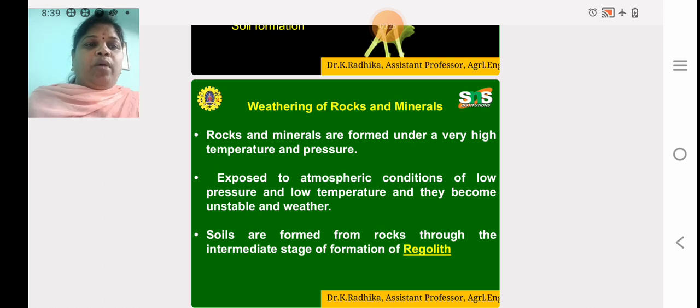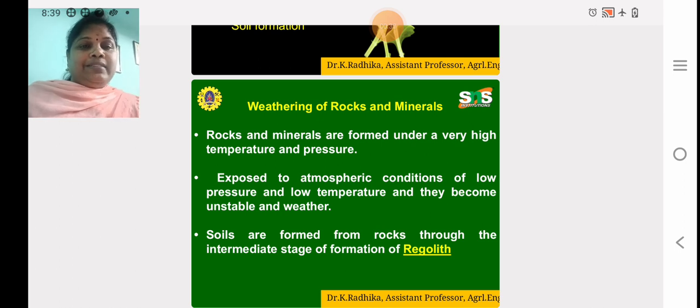Rocks and minerals are formed under very high temperature and pressures. Second, when exposed to atmospheric conditions of low pressure or low temperature, they become unstable and weather. Soils are formed from rocks through an intermediate stage of formation. It is called regolith.